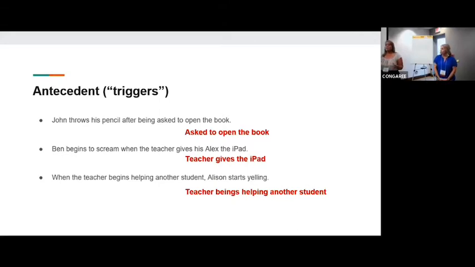So in some of these simpler examples, it is going to be really easy to think and say, oh, he threw that pencil because he didn't want to open his book. He wanted to escape. But we really want to make sure, especially when things get more complex, that people are curveballs. Sometimes you think you know, but you don't.